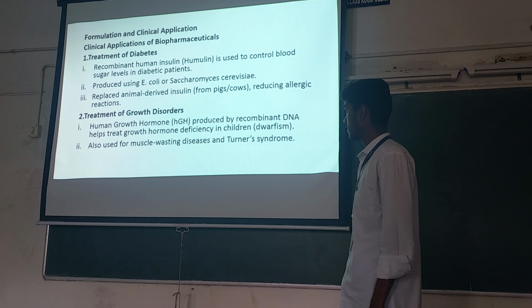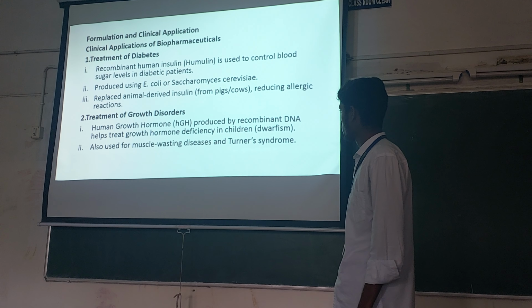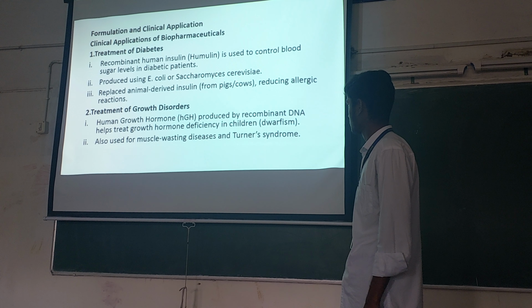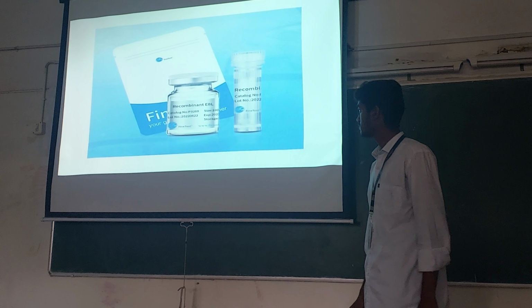Second one. Treatment of growth disorders. Human growth hormone (HGH) produced by recombinant DNA helps treat growth hormone deficiency in children, such as dwarfism. Also used for muscle wasting disease and Turner syndrome.